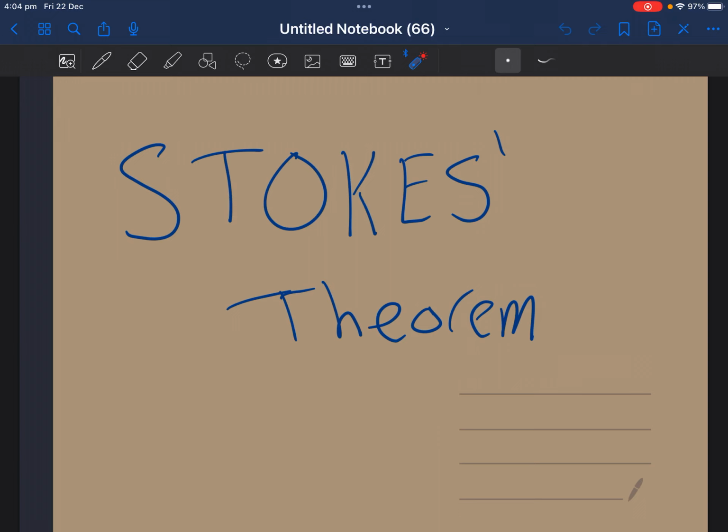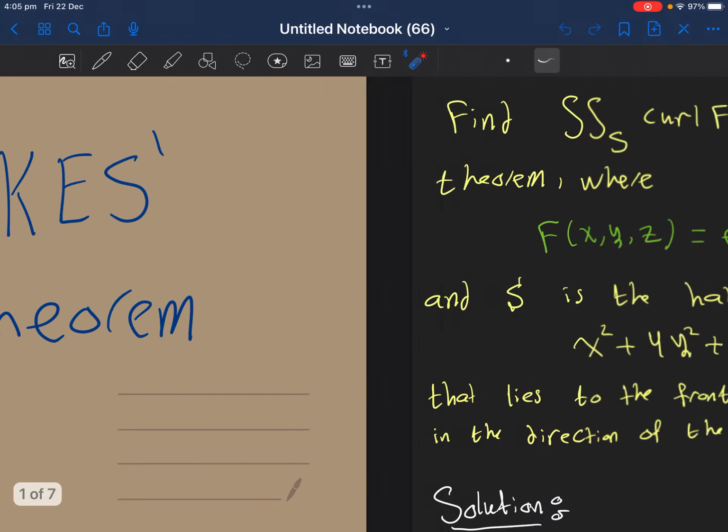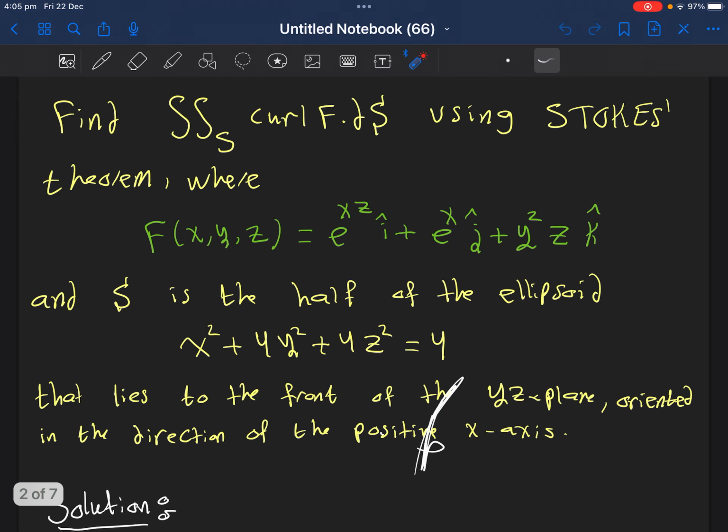Today we will solve some examples about Stokes theorem, which gives us the relation between a line integral over a boundary curve and the surface integral over a surface S. So the first question for part 1 is we need to find the surface integral of the curl of F dot dS, but here they emphasized to use Stokes theorem.